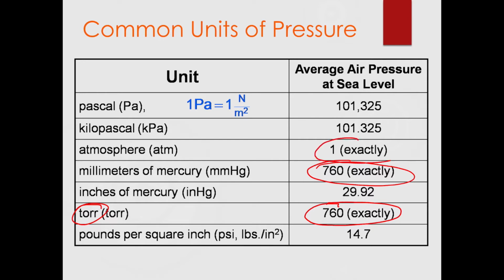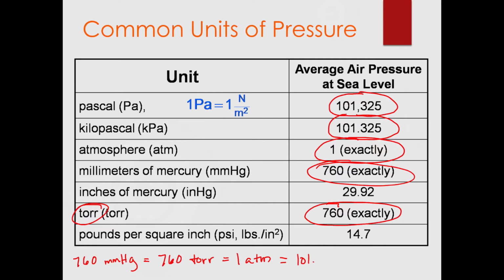So we will call this also 1 atmosphere. Okay, so far we have 760 millimeters of mercury is the same as 760 torr, which is the same as 1 atm, right? All of these things are equal to each other. Around the same time, a man named Pascal was working on a similar method, and he measured in his units that atmospheric pressure was 101,325 pascals, or 101.325 kilopascals. Okay, so that's another one that we can use, 101.325 kilopascals.